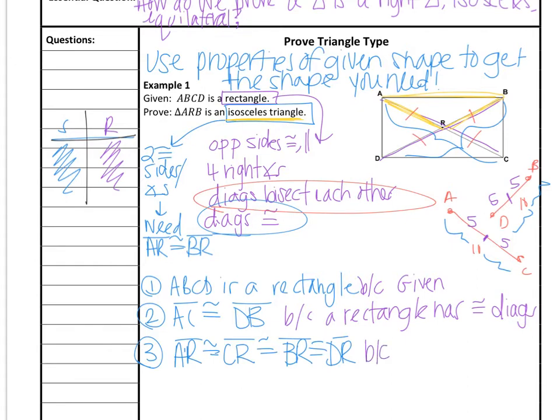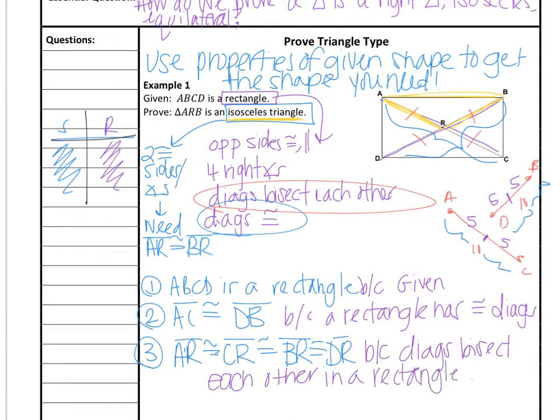Because diagonals bisect each other in a rectangle. Now I think last time we said something about a bisector dividing 2 congruent segments into 4 congruent segments. You could say that also in this, but you have to make sure you mention in a rectangle, because that's the shape that we're talking about here.